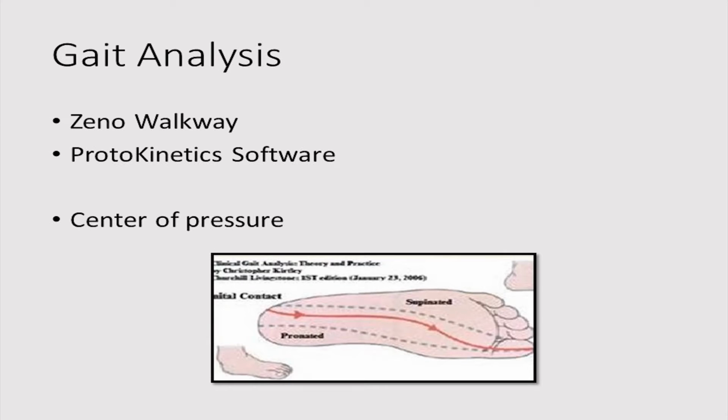So before we go any further, I want to just show you an example. So we have a Xeno walkway and use the ProtoKinetics software in our labs. And it measures temporal spatial parameters of gait and also center of pressure. So what we see in this picture here through this red line is what a typical center of pressure line should look like. So starting lateral heel, moving through the midfoot, and then out the big toe.